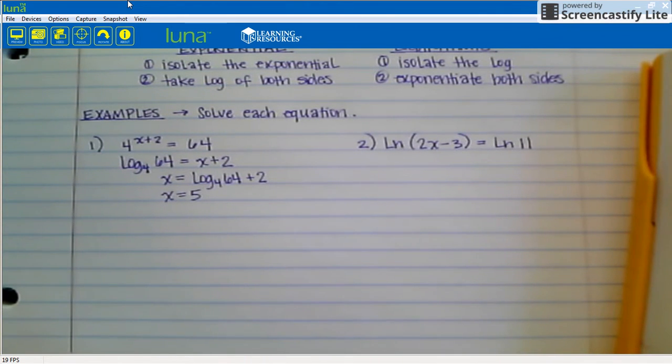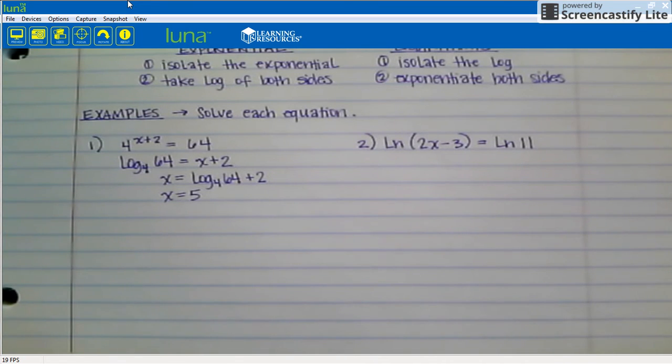Will it always be this neat? No. Odds are you're probably going to end up with a decimal answer more times than not.